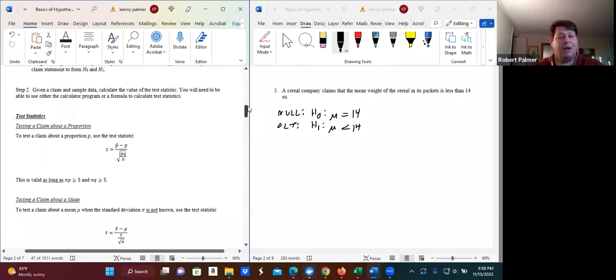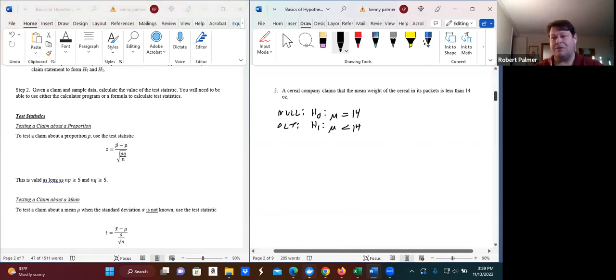If we're testing a claim about a proportion, we're actually going to use a z-statistic, or z-stat. It looks like this, and if you've seen previous videos for test statistics, you may have seen this before. It's set in the form of a z-score. So we have our p hat, which is our sample proportion, minus p, the assumed population proportion. And that proportion is what we're going to use in our null hypothesis.